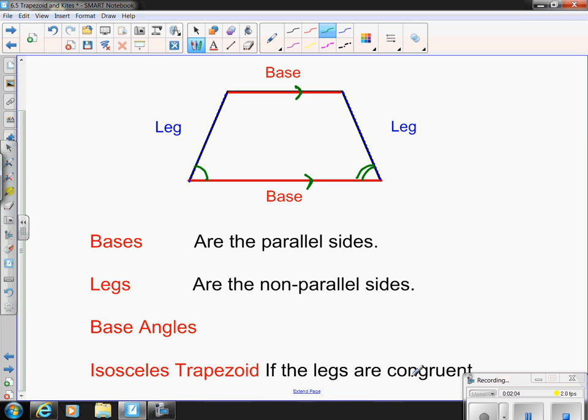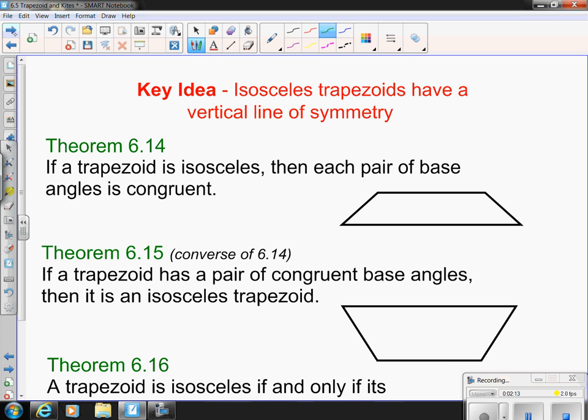Now, if the legs are congruent, we call it an isosceles trapezoid. If these two blue segments are congruent, it's isosceles. So there's a key idea here that isosceles trapezoids have a vertical line of symmetry. Basically, you can fold this in half. It's going to be symmetrical if it's isosceles. Not all trapezoids, just isosceles ones.